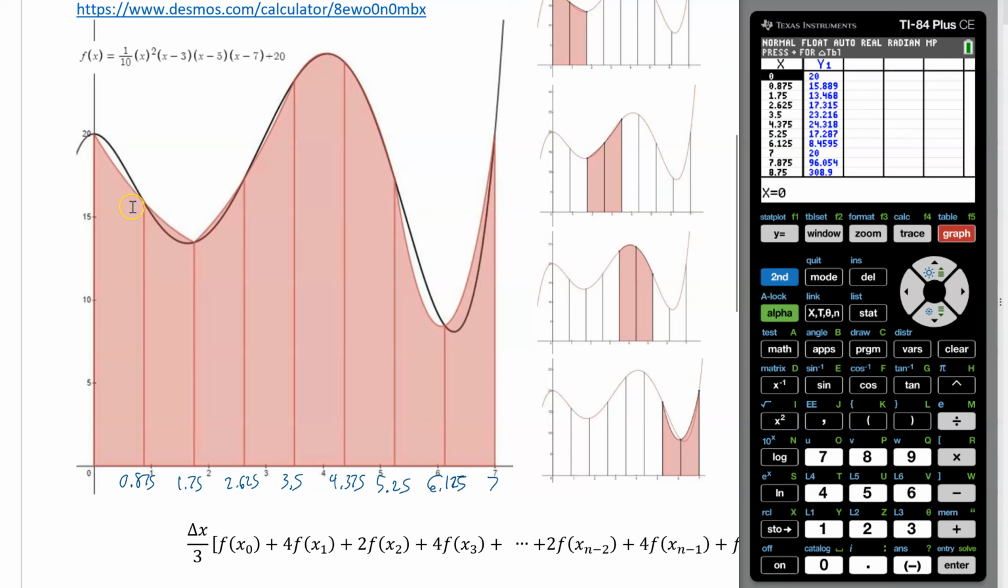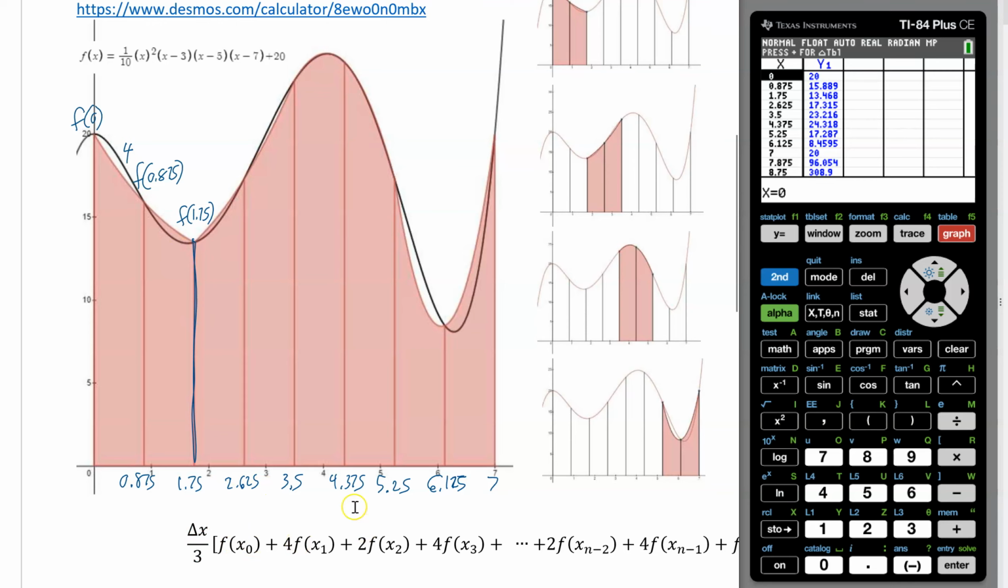So now what's happening here is we're going to get this pattern of 1, 4, 1 for each of these. This height right here is f of 0. This would be f of 0.875, and this is f of 1.75. It works very similarly. Think about it. This parabola right here, that f of 1.75 is going to be used for this parabola and for this parabola. So what we're really getting is 1 here, 4 here, and 1 here when we do a parabola. So we're going to get 1 of these, 4 of these, and 1 of these with our formula, which is delta x over 3.